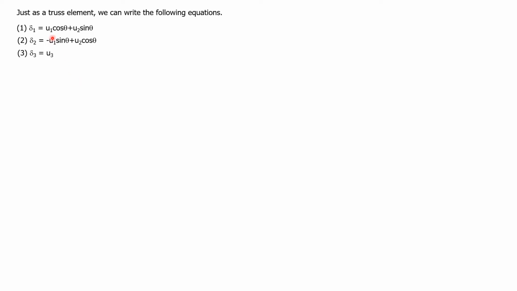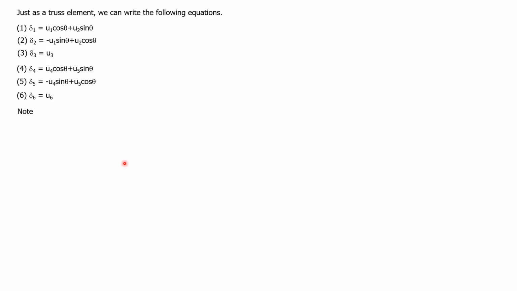Delta 4 would be u4 cosine theta, u3 cosine theta, u4 cosine theta plus u5 sine theta. That's delta 4. Delta 5 is negative u4 sine theta plus u5 cosine theta. And delta 6 is also u sub 6.